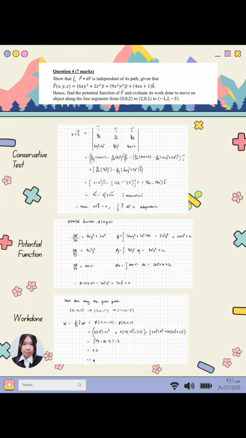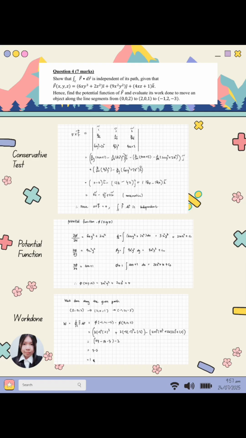So next, we need to find the potential function. Since the vector field is conservative, there exists a scalar function phi such that the gradient of phi equals vector F. This means that the partial derivatives of phi with respect to x, y, z give the x, y, z components of the vector field. So I will now integrate each component. Since the field is conservative, all the integrals must present the same potential function.